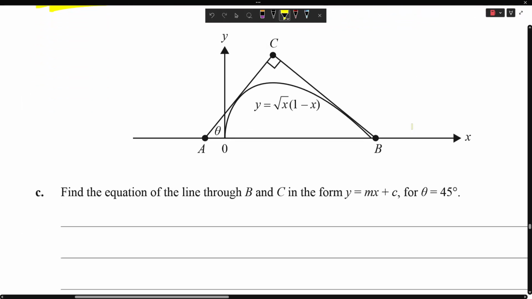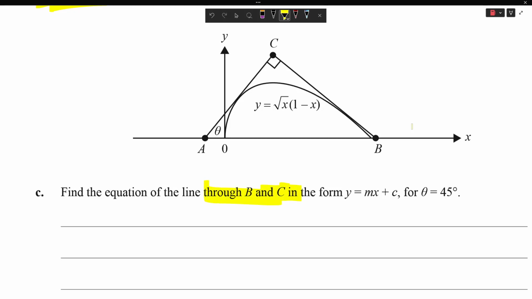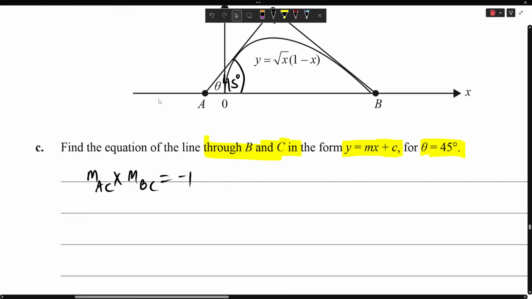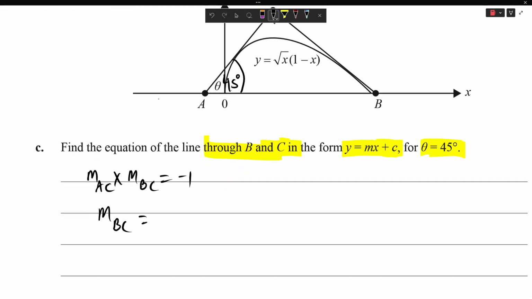Our goal is to find the equation of the line through B and C in the form y equals mx plus c when theta is equal to 45 degrees. Now the first thing we know is that this angle is 45 degrees. The next thing we know is that the line AC and the line BC are perpendicular. This means that when I get the gradient of AC and multiply it by the gradient of BC, this should equal -1. If I rearrange, you'll find that the gradient of BC is -1 divided by the gradient of AC.